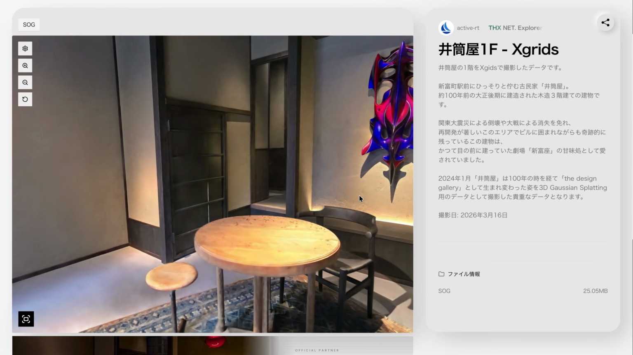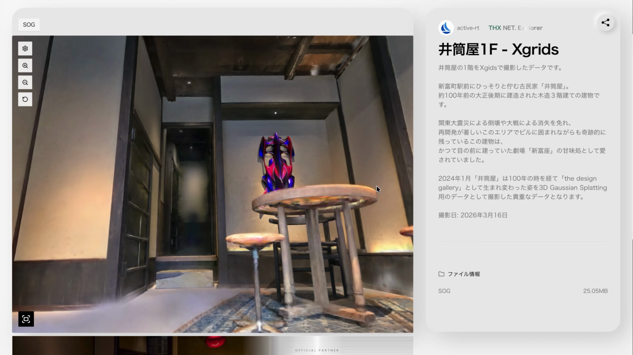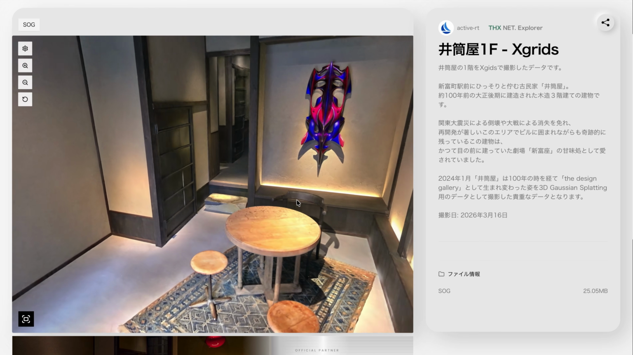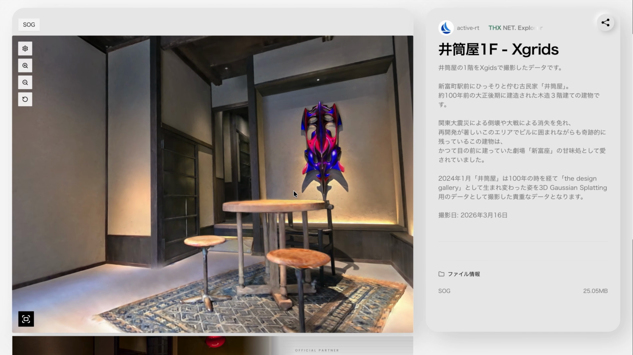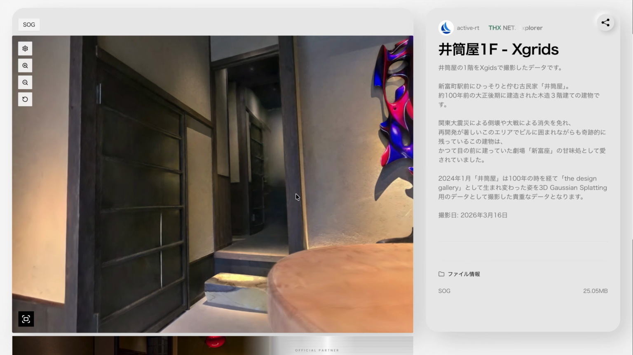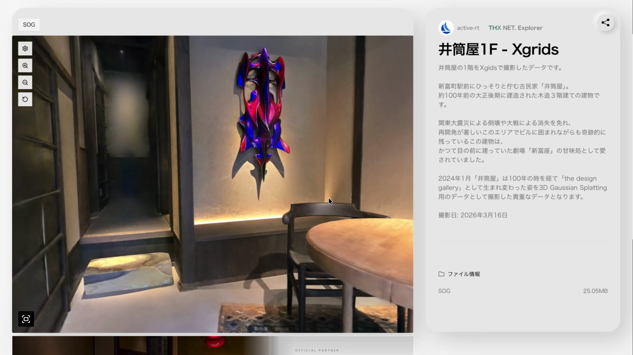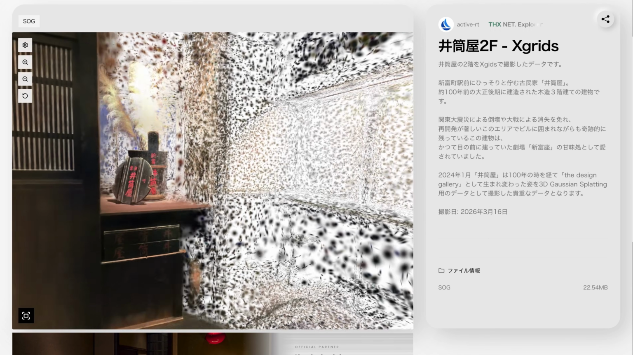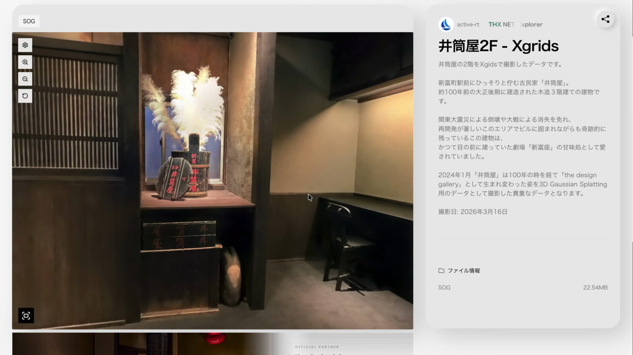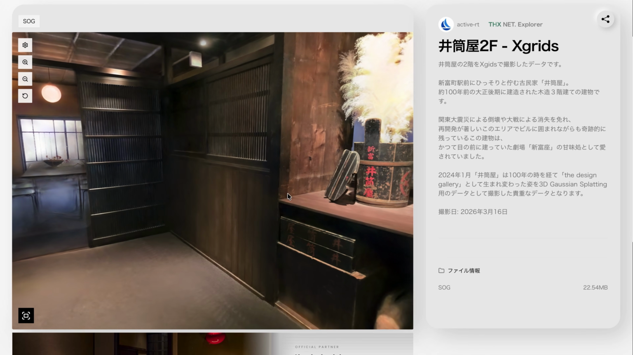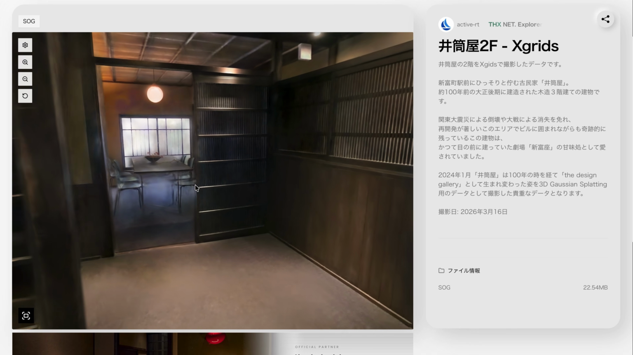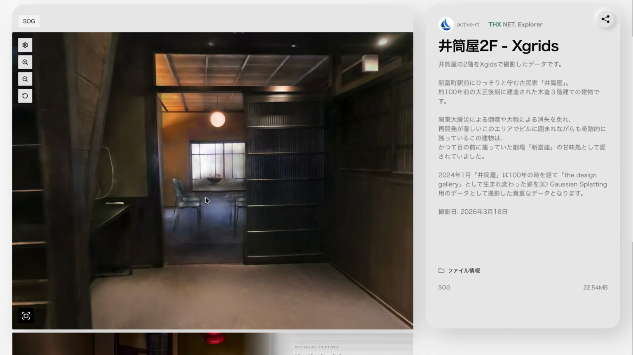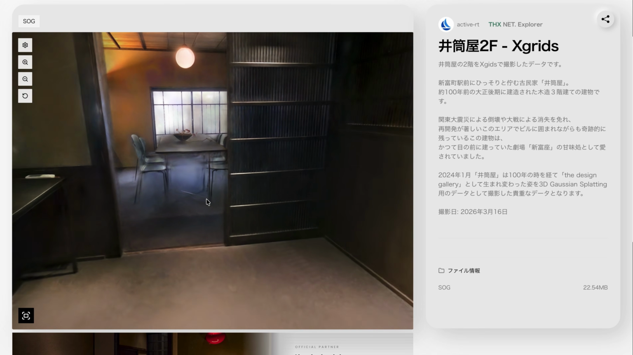Here's a real example. This is Izutsuya, a 100-year-old traditional wooden house in the heart of Tokyo, scanned with Xgrids. And remember, this isn't video and it isn't CG. It's 3D Gaussian splatting. You're moving through a real, captured space. The texture of the wood, the light, even the atmosphere, all rendered right in your browser. No apps, no downloads, just a link.